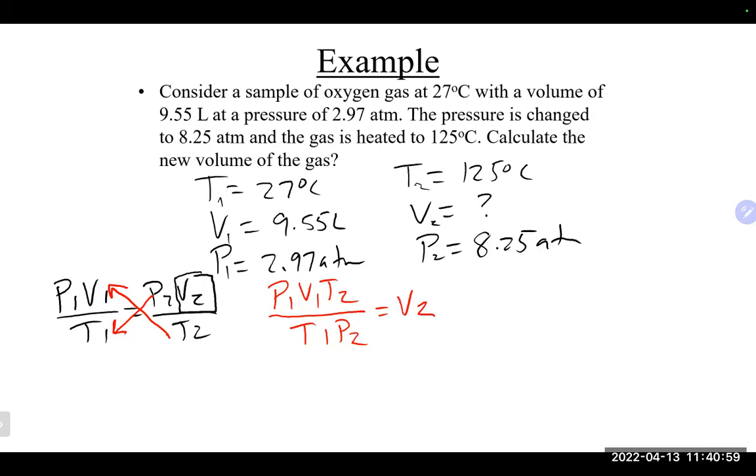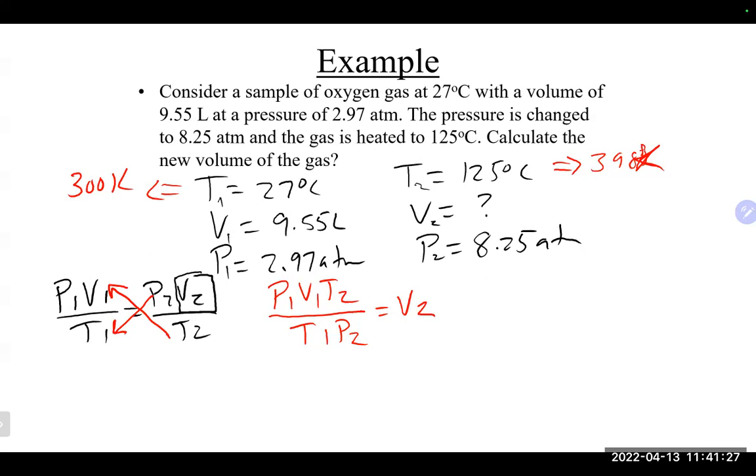All right, we want to check units here. So we got atmospheres on both sides. It's good. Our temperature obviously does need to be converted. So that is going to be 27 plus 273. That's going to be 300 Kelvin for this one. And it's going to be 125 plus 273. That's going to be 398 Kelvin in this case.